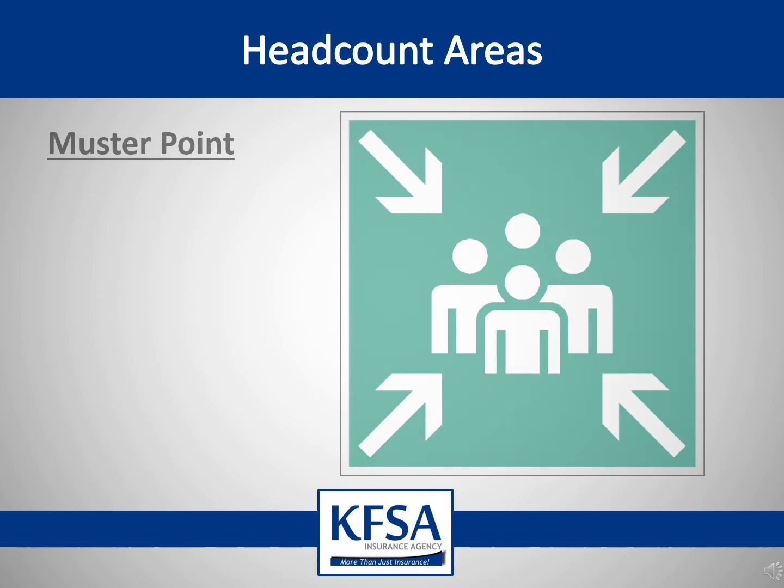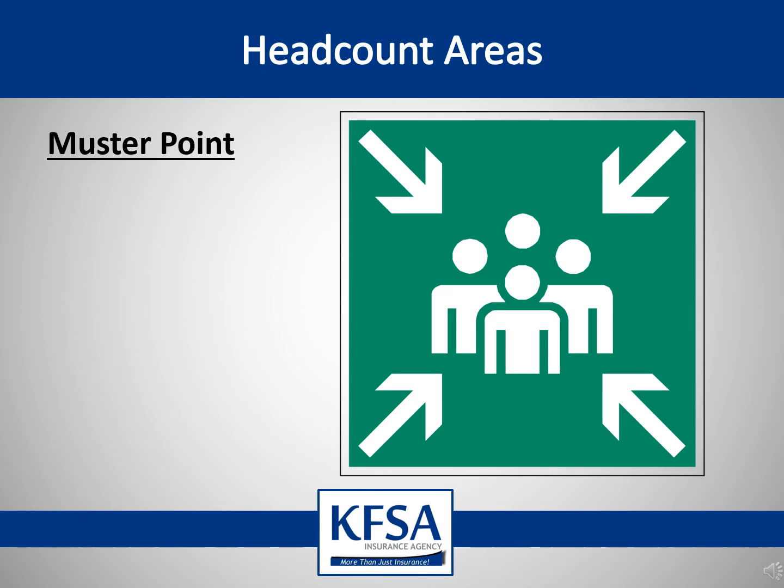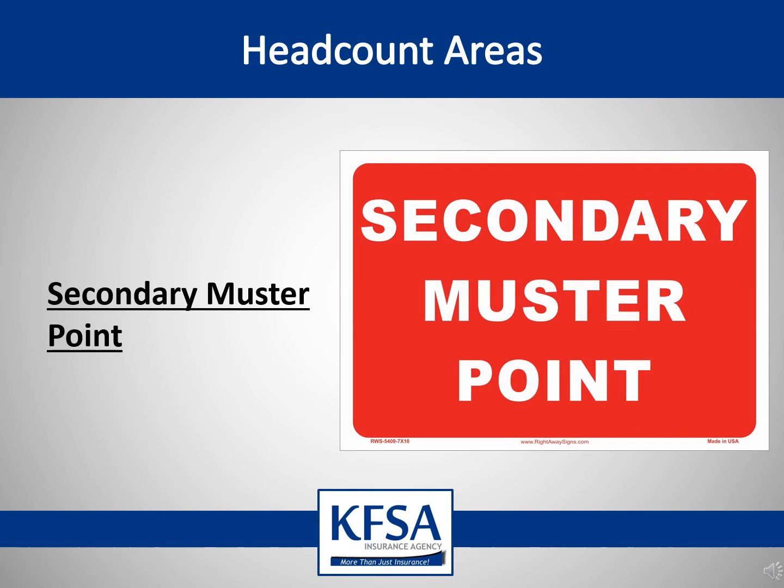So what exactly is a headcount area or muster point? That's the place that you're supposed to gather where the individual who is in charge of the headcount area ensures that everyone is accounted for. So we're not sending first responders in after someone who had either gone home or is actually at our headcount area. We know that everyone is accounted for, or if someone is missing. It's also extremely important to have a secondary point if the first point is not easily accessible because of the type of emergency.